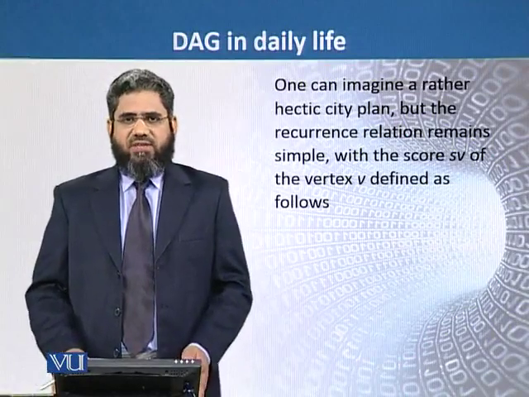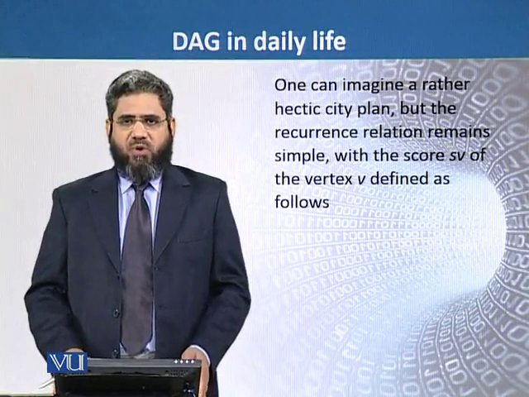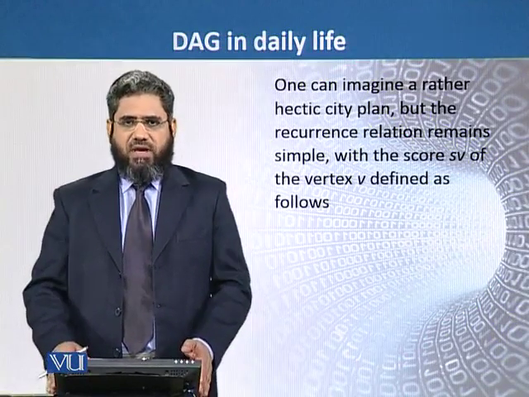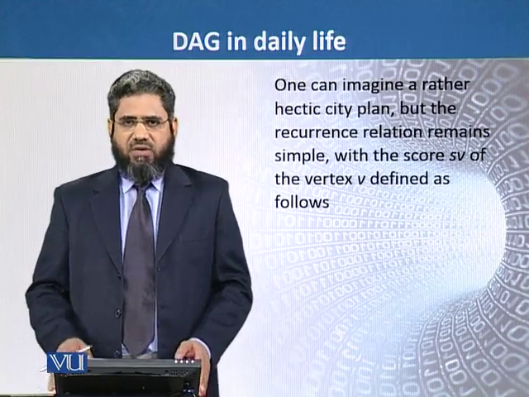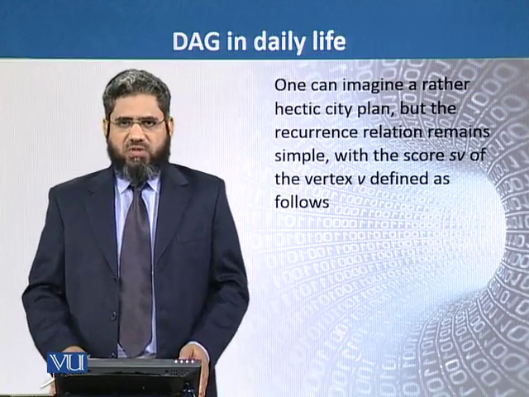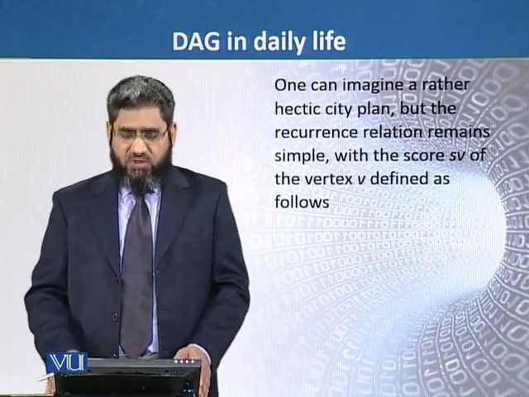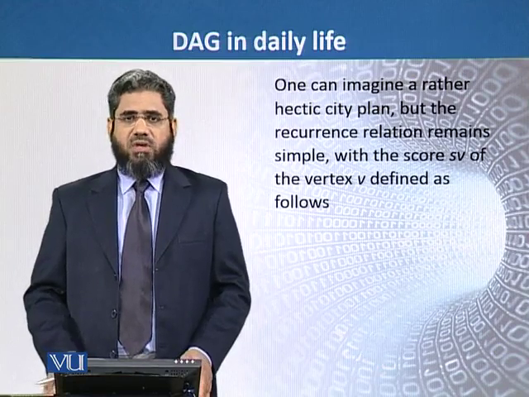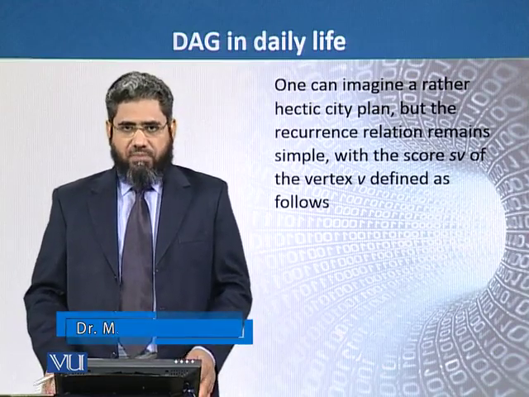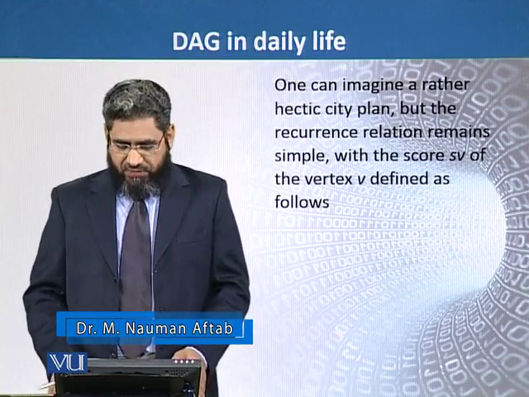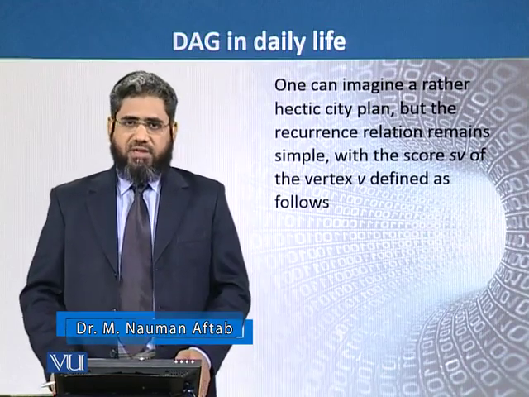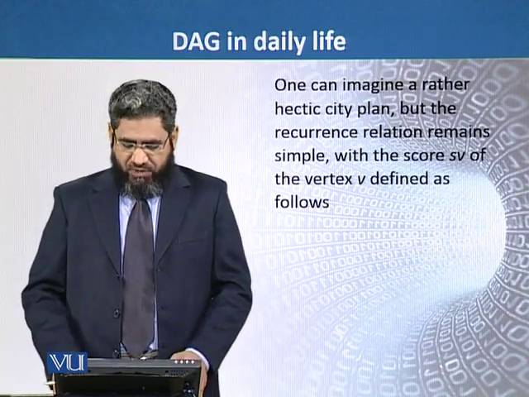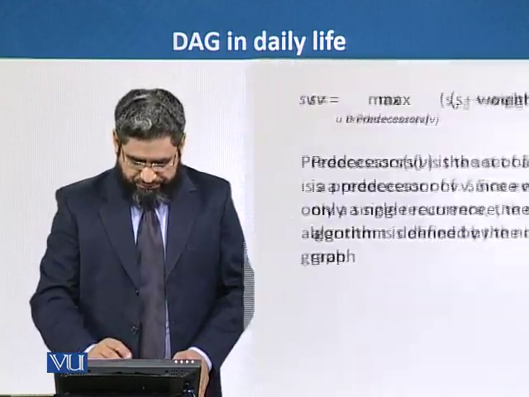As we have already seen in the Manhattan grid problem, the Broadway or the main boulevard cuts across the borough and divides the small blocks into uneven blocks. So by considering that problem, we can even consider a more complex city map or plan, but the recurrence relationship will remain simple. With the score s_v of the vertex v, we can define it as follows.